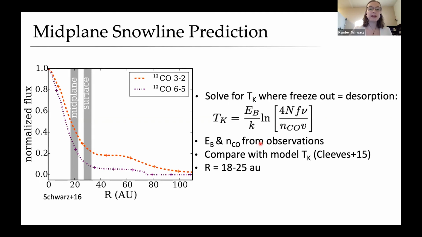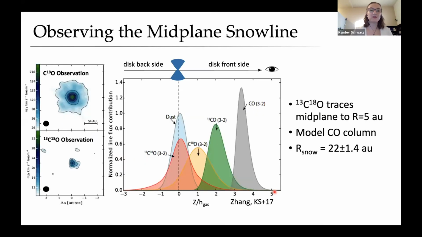And then we compare to a midplane temperature profile from a previous model of TW Hydra. And we find that the likely midplane snow line is going to be between 18 and 25 AU, with the surface CO snow line further out at 30 AU. So this is something that we were actually able to test using follow-up observations of the isotopologue 13C18O.